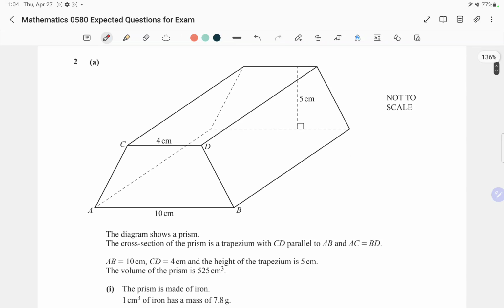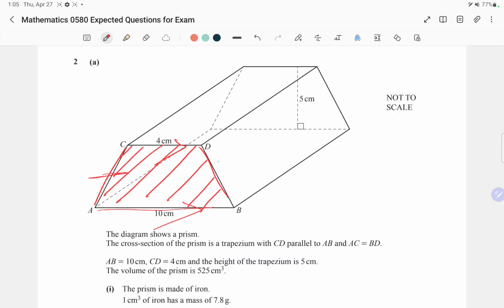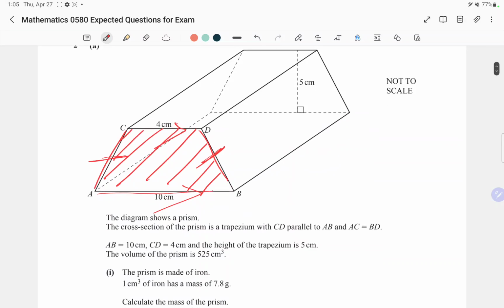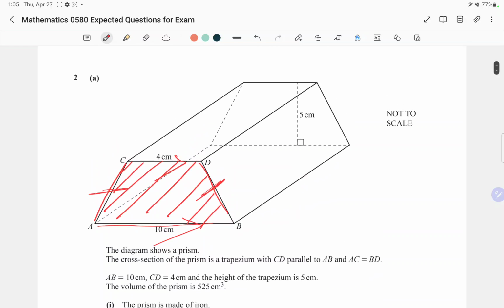Now this is a different question. This is based on a prism. The cross section of the prism is a trapezium. So this part is a trapezium that's given to us, and CD is parallel to AB. Okay, fine. And AC equals BD. Okay, this length equals this length. AB and CD are given. Height of trapezium is 5. Okay, so if this is 5, this will also be 5.